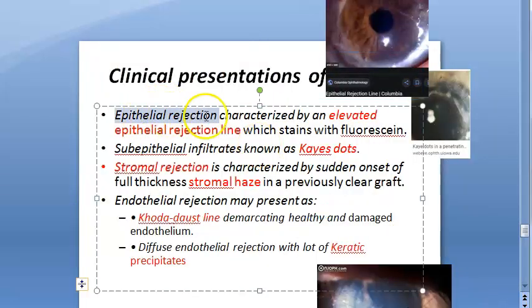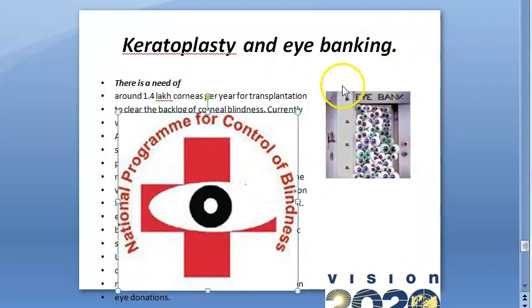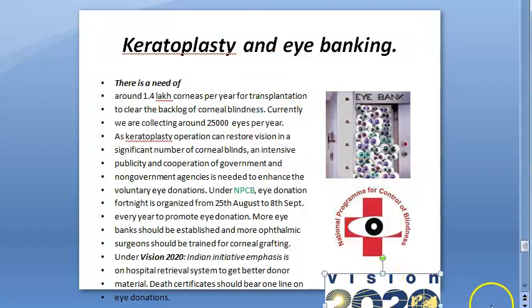If there's rejection, how will you see it? You can observe epithelial rejection by an elevated epithelial rejection line, subepithelial infiltrates, Kayser dots; stromal rejection with stromal haze; then endothelial rejection, Khodadoust line, keratic precipitates. So you should know this NPCB, National Program for Control of Blindness, and then you have Vision 2020. Remember these logos, you may need them for MCQs.